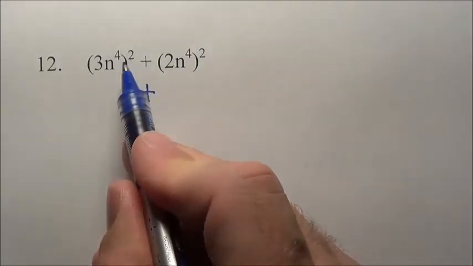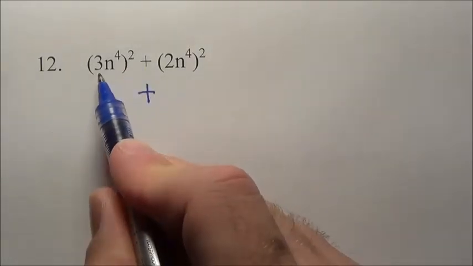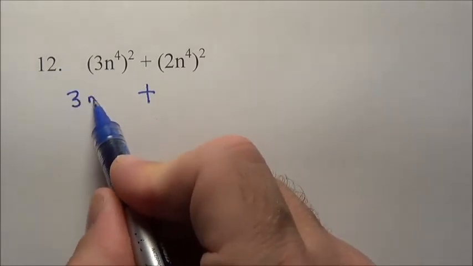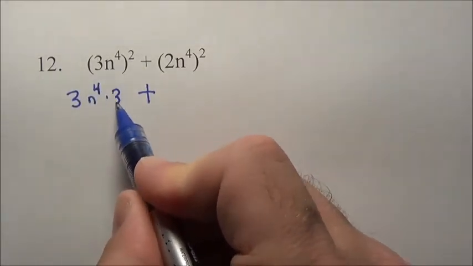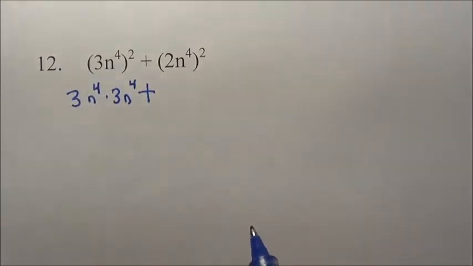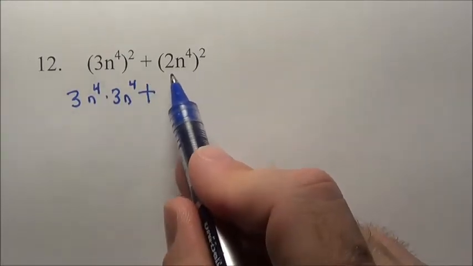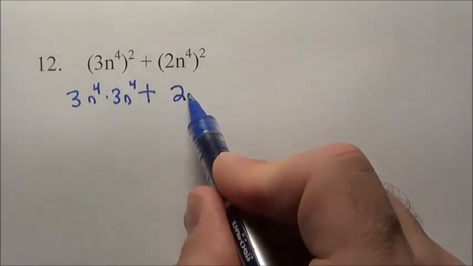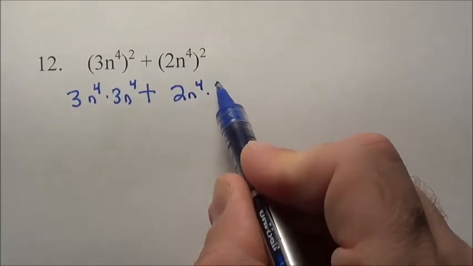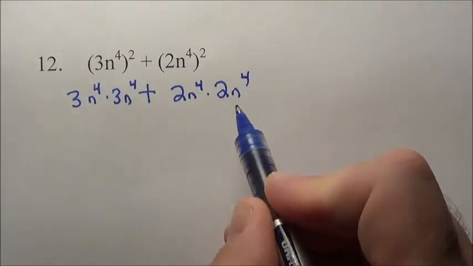Now let's think, I'm squaring 3n to the 4th. That means I have 2 of these 3n to the 4th. So I have a 3n to the 4th times another 3n to the 4th. Plus, I'm squaring the 2n to the 4th. So I have 2 of these. I'm multiplying 2n to the 4th times another 2n to the 4th.